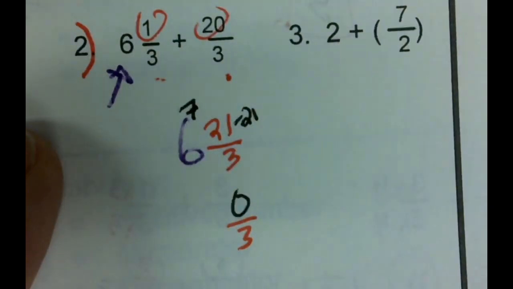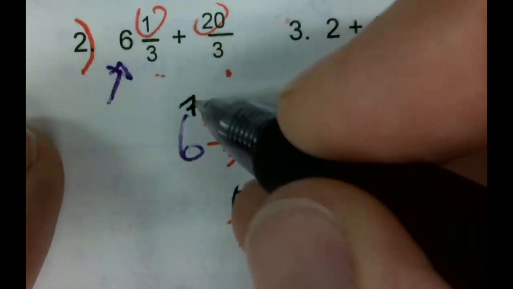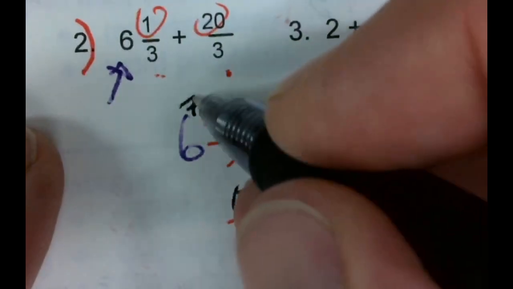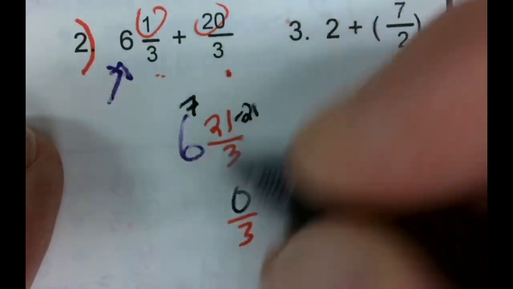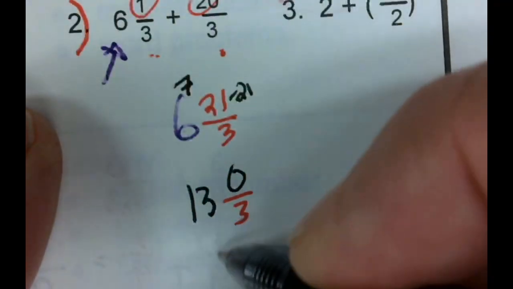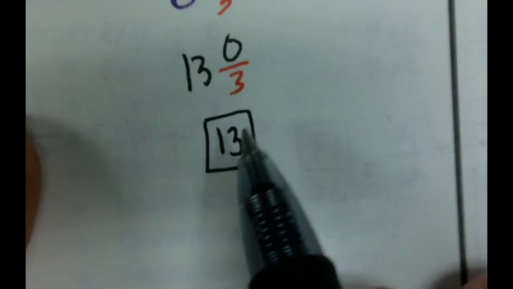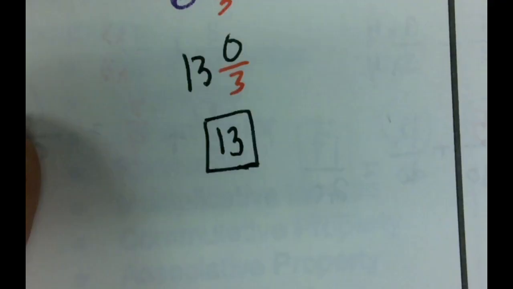Now, don't forget to add these two up here. So I made 7 new sets of whole, and then we add that 6 to it. Now I will accept 13 and 0 thirds, but that's just the same as 13. So sometimes our answer can turn out to be just a complete whole number with no fraction.